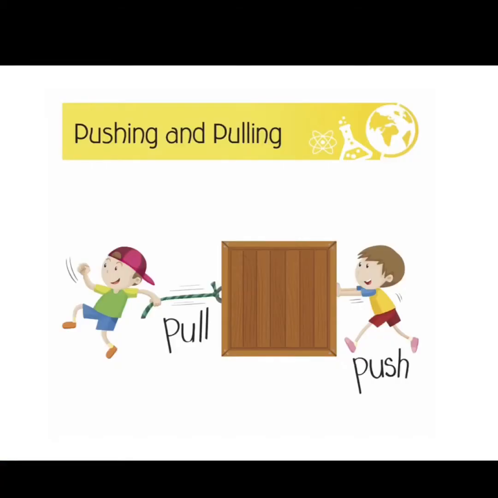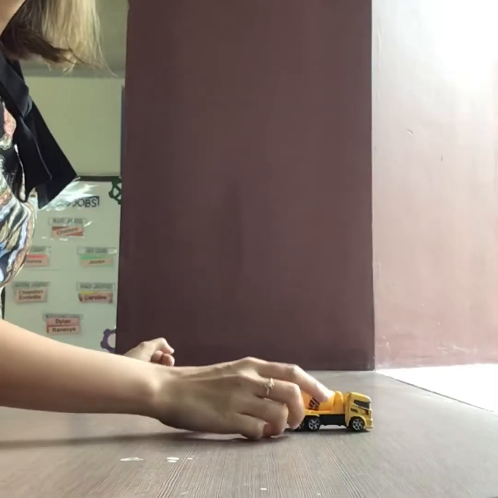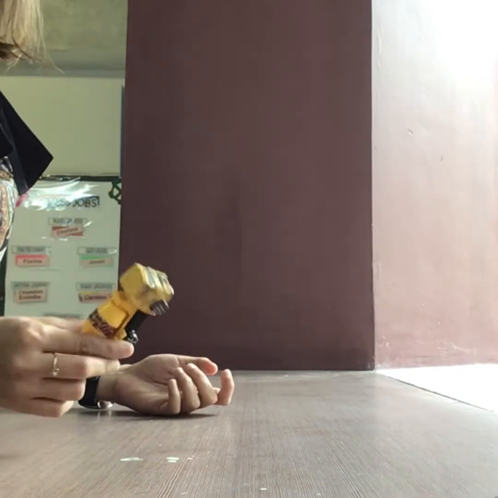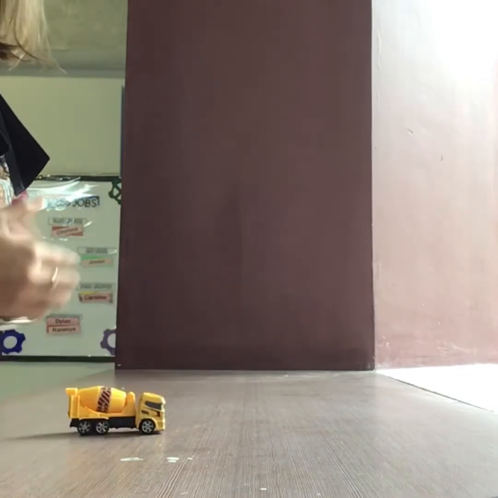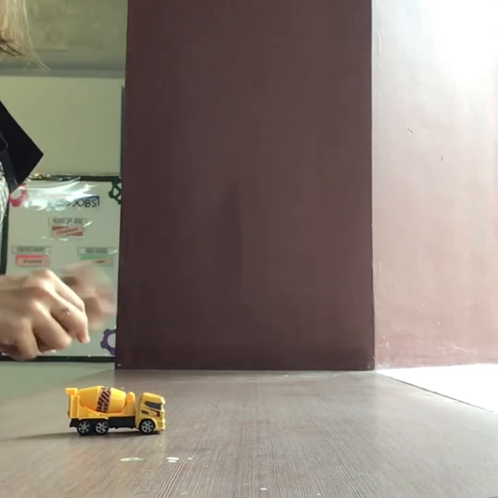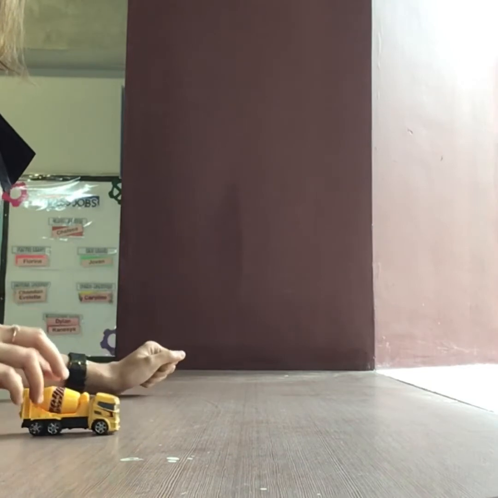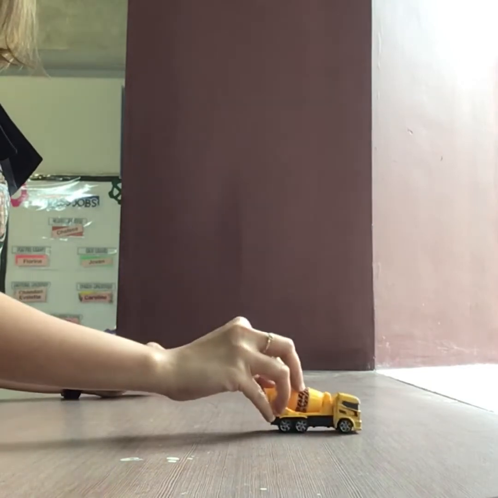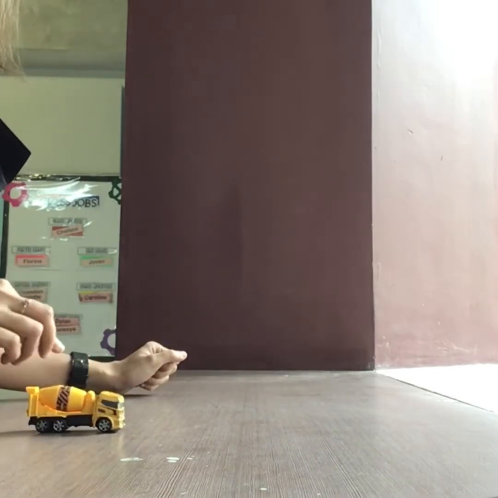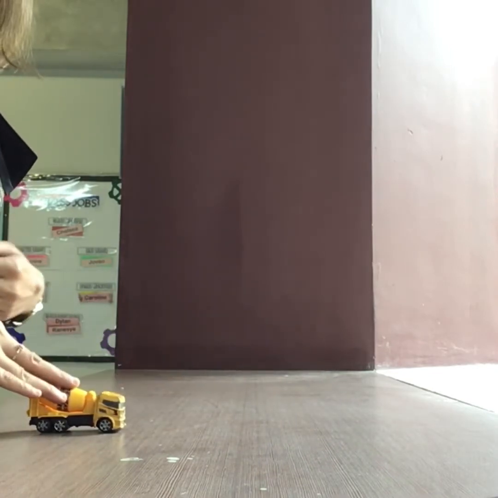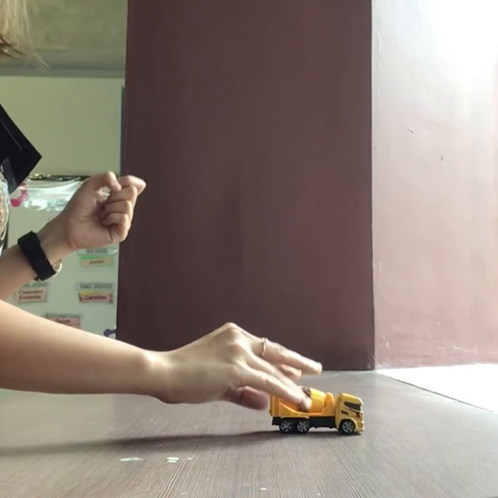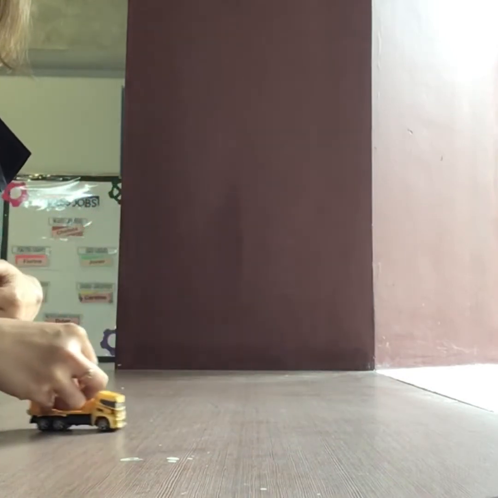How are push and pull different from each other? Let's have a look at this tiny toy truck. Some objects cannot move on their own unless you apply a force to them. Observe what happens as I push the toy truck. Observe what happens as I pull the toy truck. Pushing the toy truck moves it away from the leg. And pulling the toy truck moves it closer towards my body.